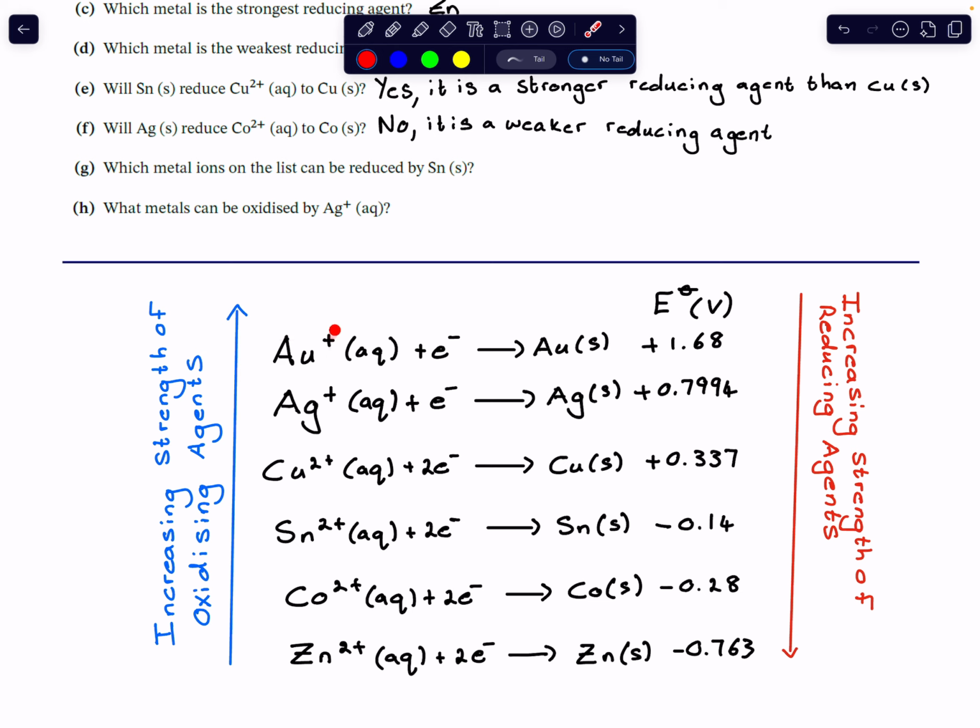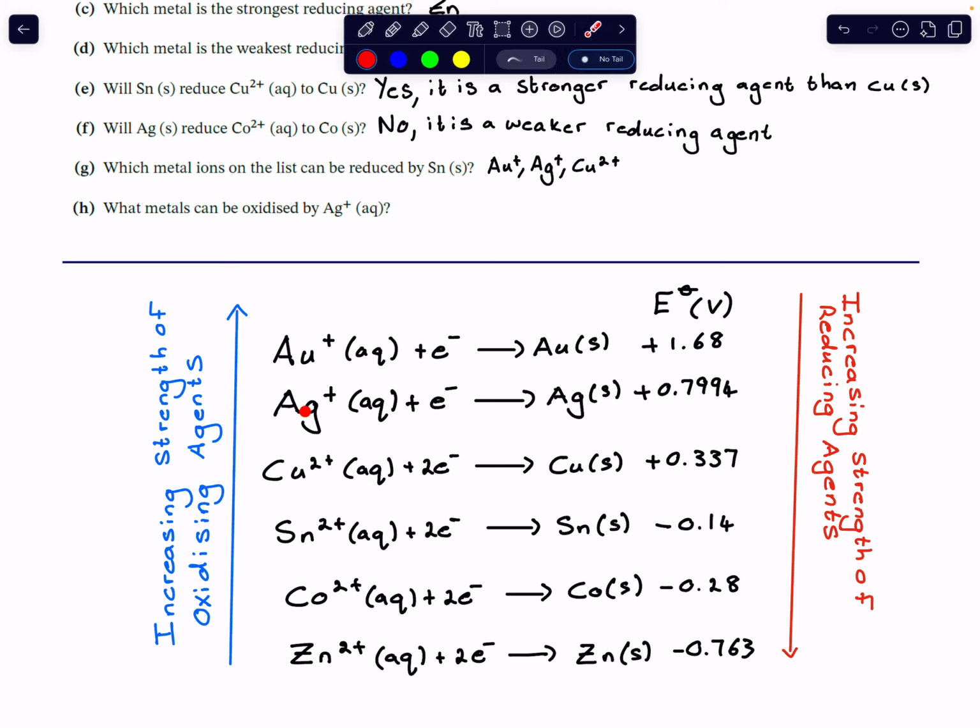So it's anything that is above tin. Anything that lies above tin is a weaker reducing agent than tin, so hence tin will be the stronger reducing agent. So anything above tin would be able to be reduced by tin. So that means gold, silver, and copper 2 plus can all be reduced by tin solid. They will all be reduced to their solid forms by tin solid, while tin is being oxidized to tin 2 plus.